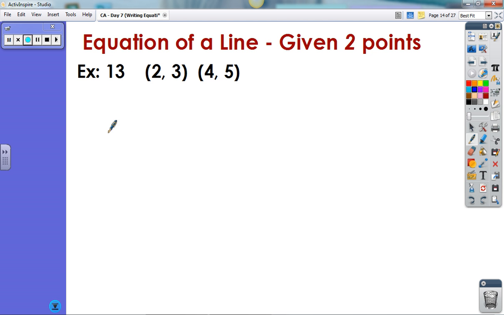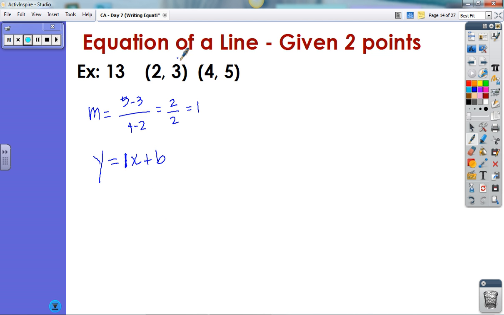So I'm given these 2 points. I could plot them and go ahead and find the slope. But if I don't have a graph handy, it may be easier to just plug them into the slope formula. And that ends up being 2 over 2, which is 1. So my slope is 1. So I plug that slope in. Notice that's where this came from.